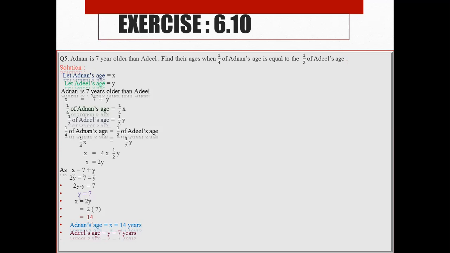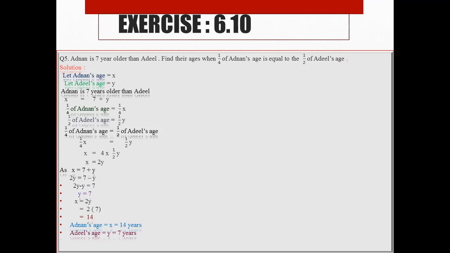In this condition, when both numbers are in the denominator and there is an equality sign between two expressions, we cross multiply. Cross multiply means we multiply 2 with x and 4 with y. But we see that 4 and 2 can be cancelled, so we only multiply the 1 by 2y with 4. The equation is x is equal to 4 multiplied by 1 by 2y. We can cancel 2 and 4, so 2y will be there. x is equal to 2y.